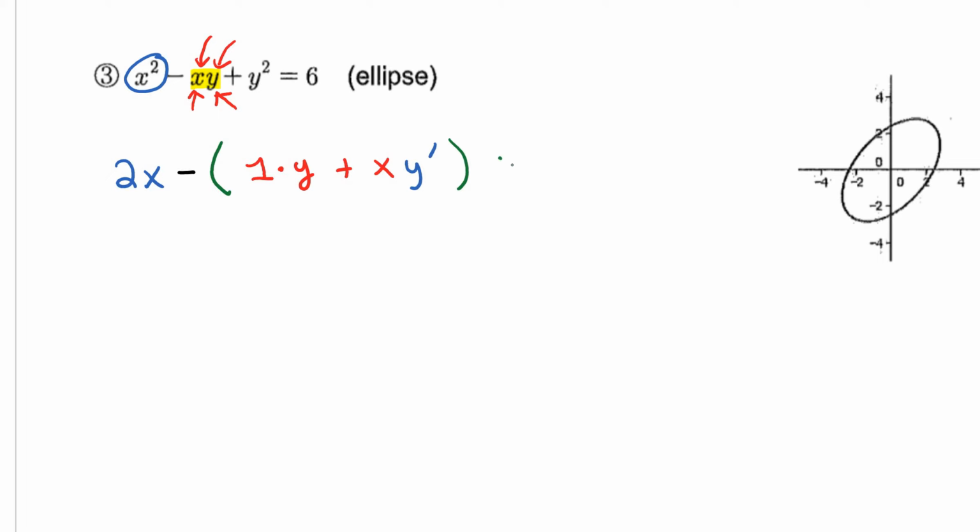I'll close the bracket, plus, and then what's the derivative of y squared for the third time? That would be 2y times y prime equals the derivative of 6.